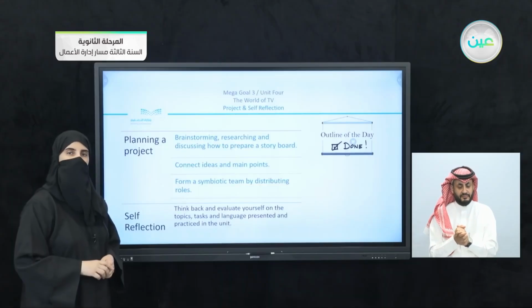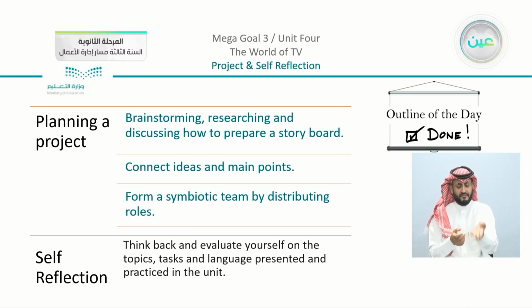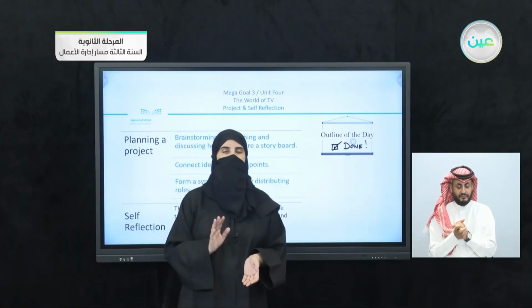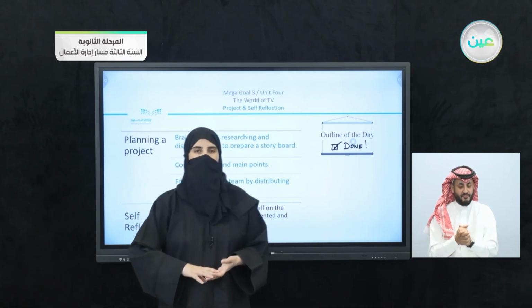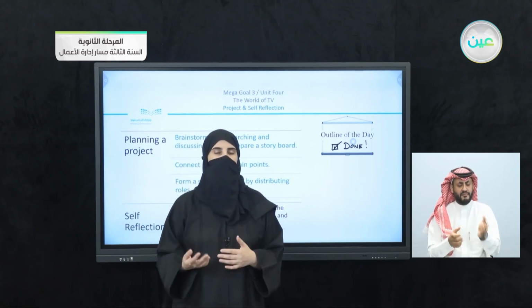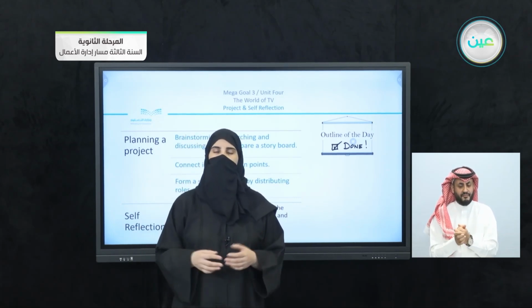Our outline for our lesson: we had the brainstorming, researching, and discussing how to prepare a storyboard, connected ideas and main points, and formed a symbiotic team together by distributing roles and form a complete storyboard. We have the self-reflection to think back, evaluate yourself on topics, tasks, and language presented and practice in the unit. We have, alhamdulillah, completed our unit, Unit 4. We are going to start with our revision, and we have self-reflection and evaluation in our next lessons, so be ready.